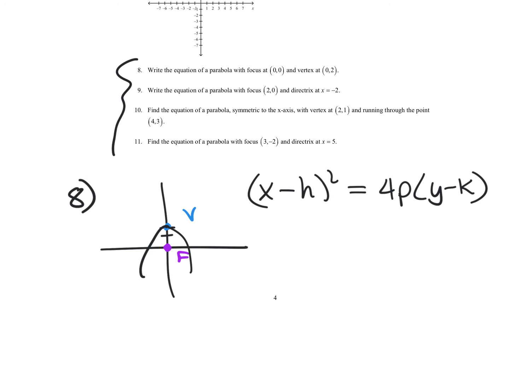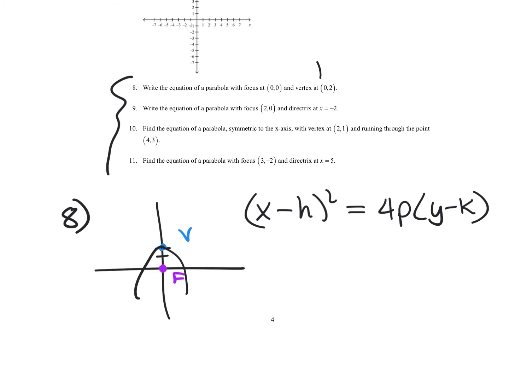So now I can plug in my information. Remember, your vertex is your h and your k. I need to find the p-value. Remember, the p-value is the distance that the vertex is from the focus. And I can see that it's 2 spaces away, but it's opening downward, so it's going to be a -2.